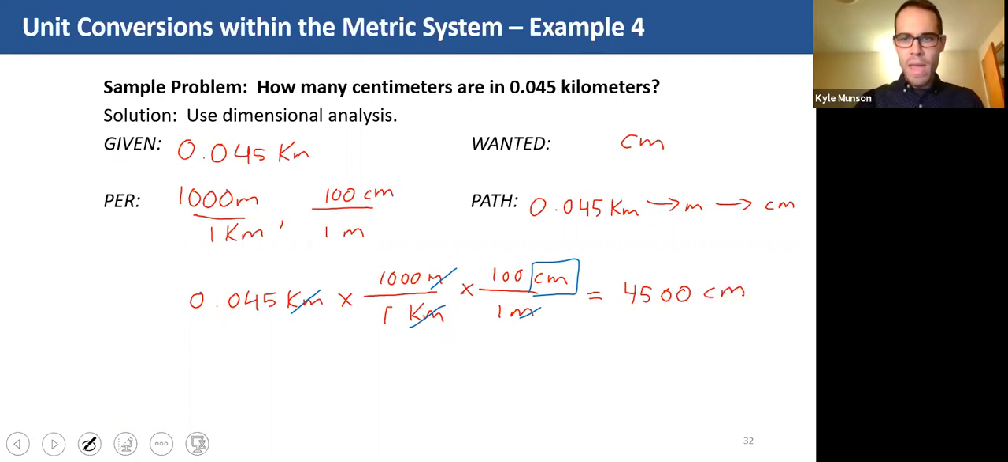Okay, and if I wanted to express that in exponential or scientific notation, just to get us some practice doing that too, 4.5 times 10 to the 3 centimeters. And that's just, again, moving the decimal, not to prolong this, 1, 2, 3 places over.